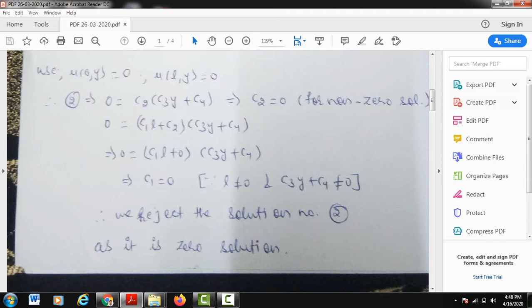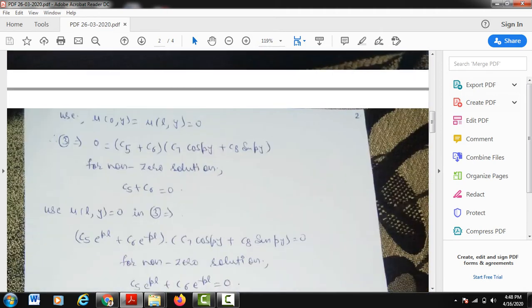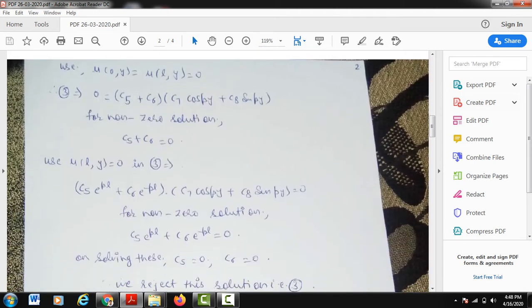So if c1 is 0 and c2 is 0, the solution will lead to the zero solution. So we will reject solution number 2 as it is providing the zero solution, and we just want to deal with the non-zero solution. Let us apply the next conditions, that is u(0,y) and u(l,y) equal to 0 for solution number 3.